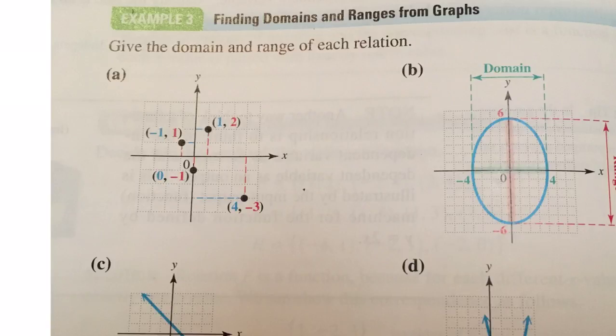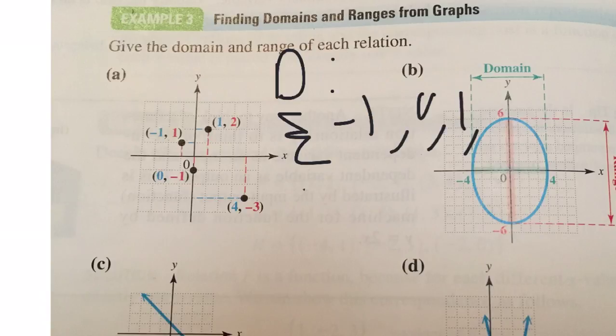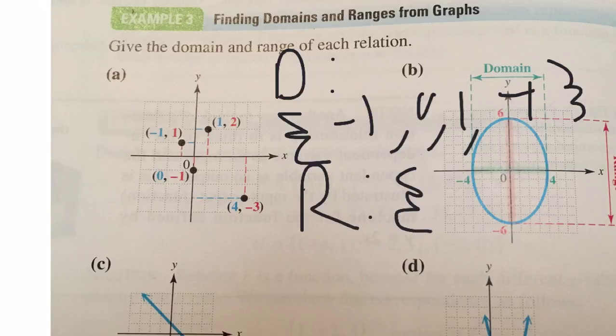So, for example 3, it says find the domain and range of each relation. Part A, the domain. Notice the first numbers are all in blue, so write the blue numbers for the domain. So it'd be -1, 0, 1, and 4. And the range looks like it's just all the y values, the red numbers. So it'd be -3, -1, 1, and 2. And I think that's all it asks for.